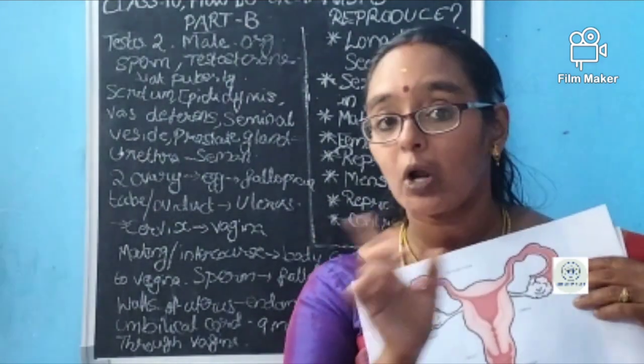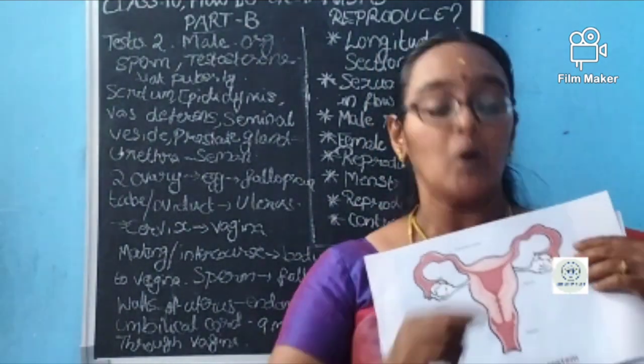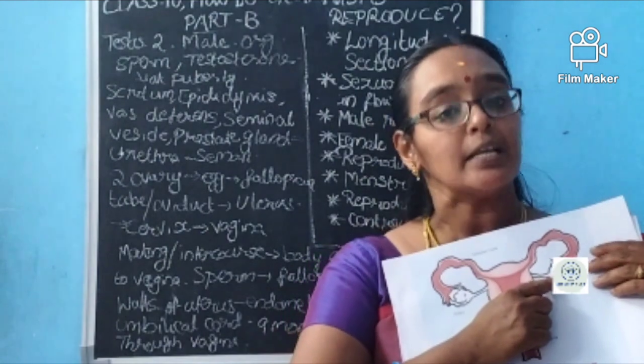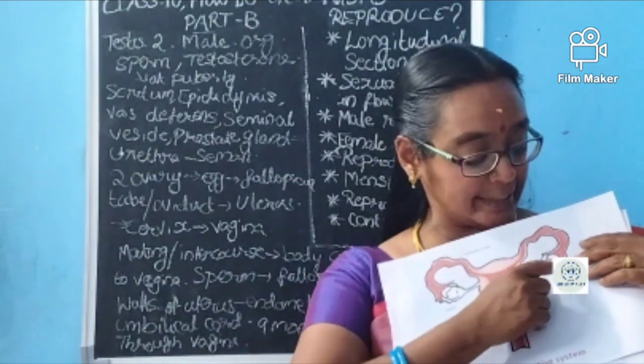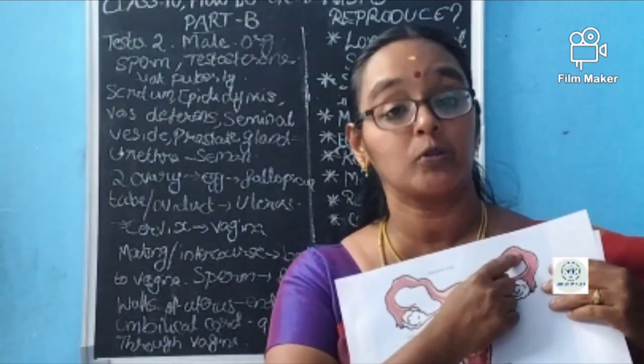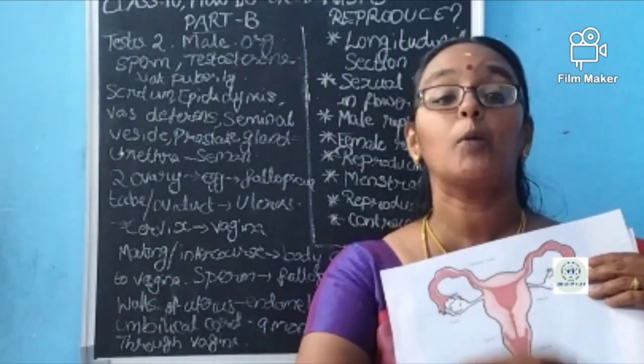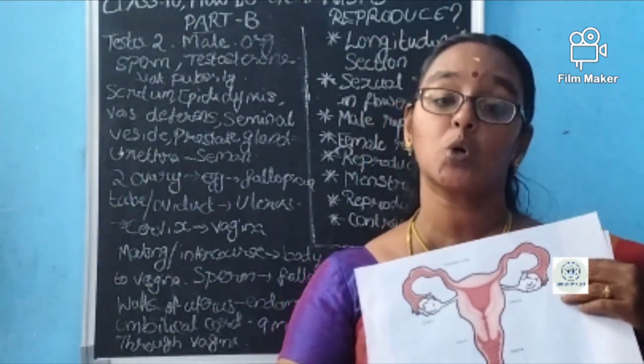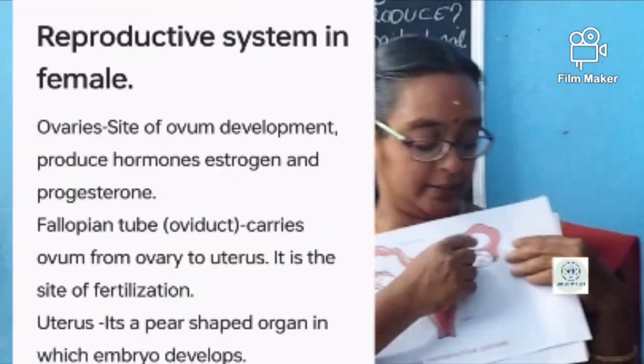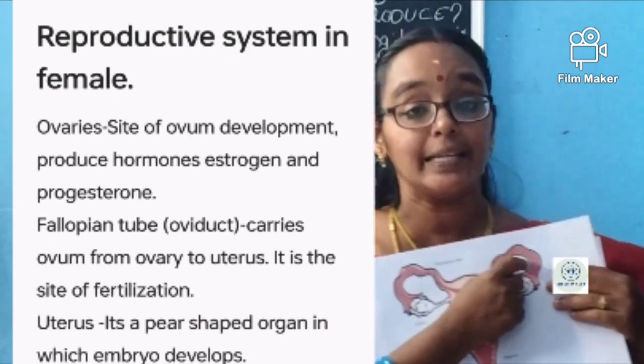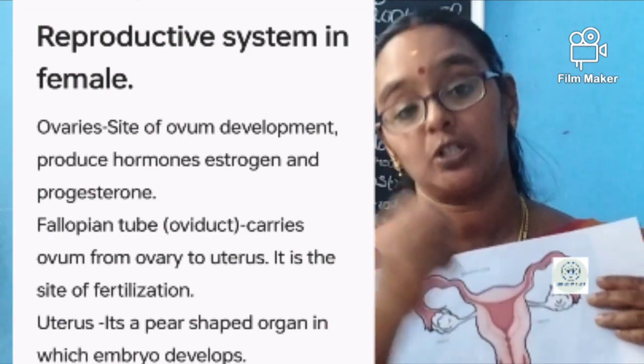Both the ovaries will not release the egg at the same time. Only one ovary will release an egg, and this egg will be directly moving to the fallopian tube. This fallopian tube is also called what, ma? It is also called oviduct. In this oviduct, the egg will be released, and this egg will be matured.